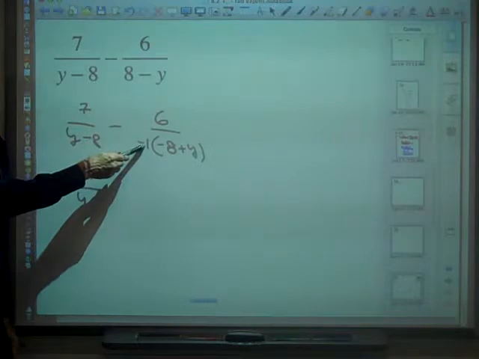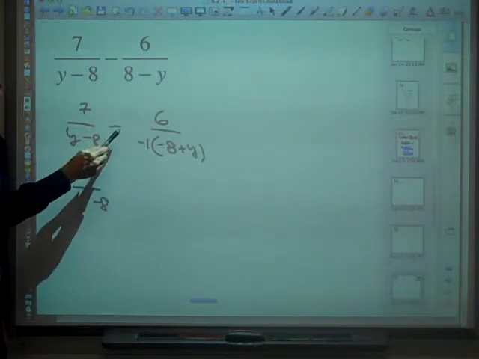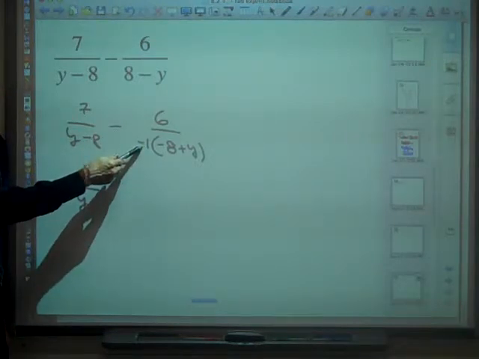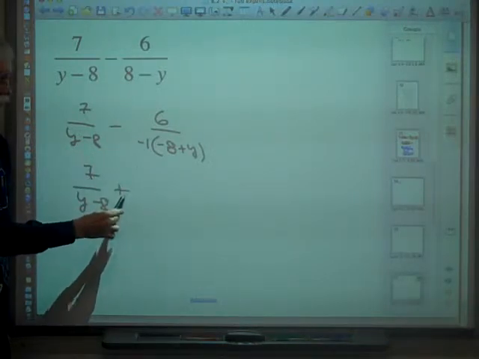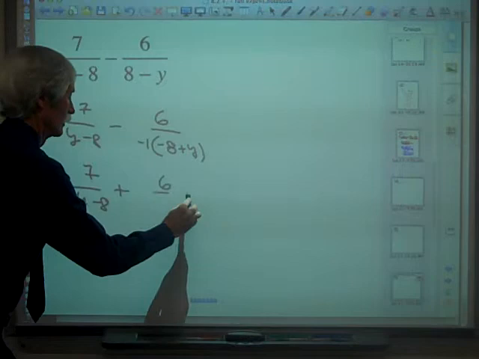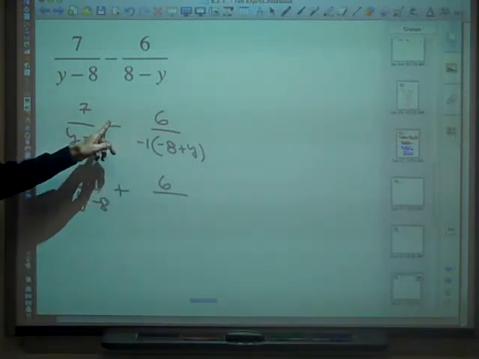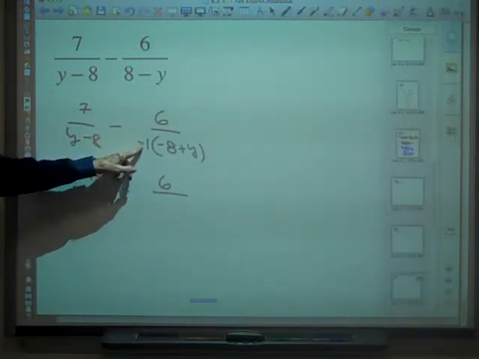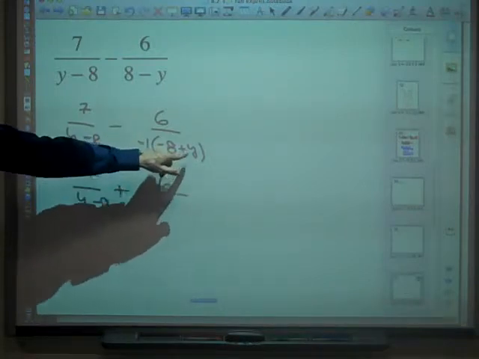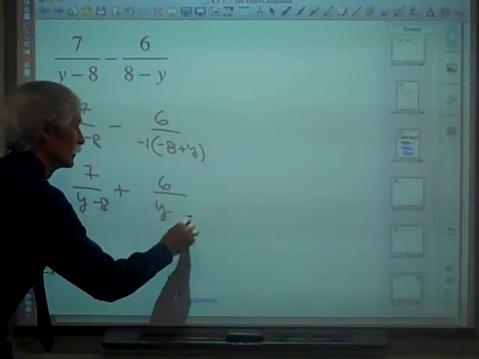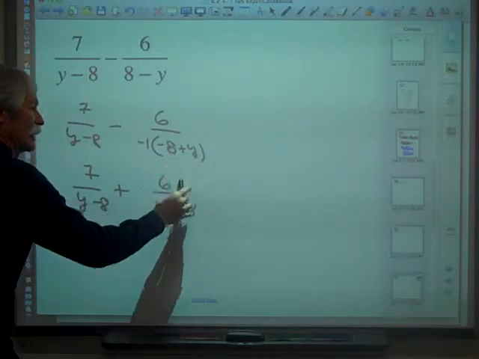And what about this minus a minus? You watching? What's minus a minus? Minus a minus is a plus. And what does that do to this? It turns this into a plus, so this goes away, plus, and then we take the 1 back in there, and we get a y minus 8.